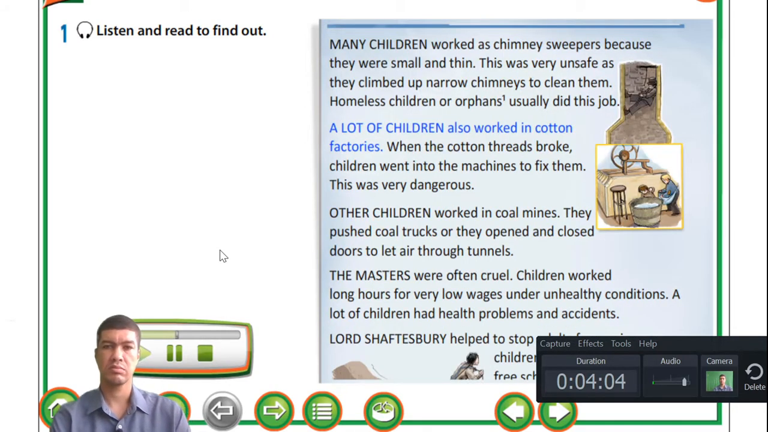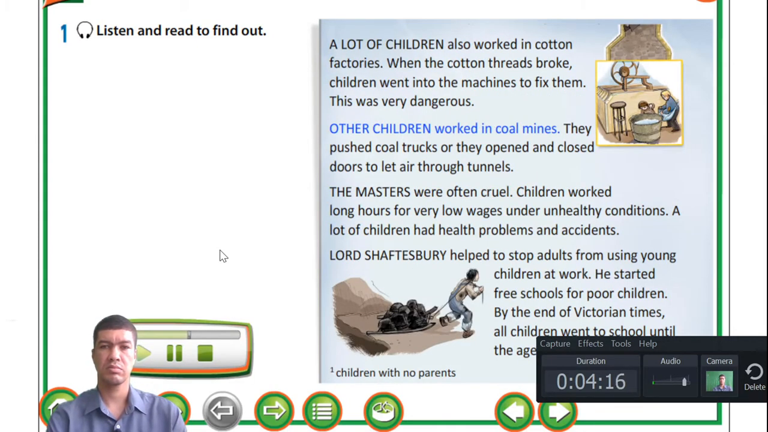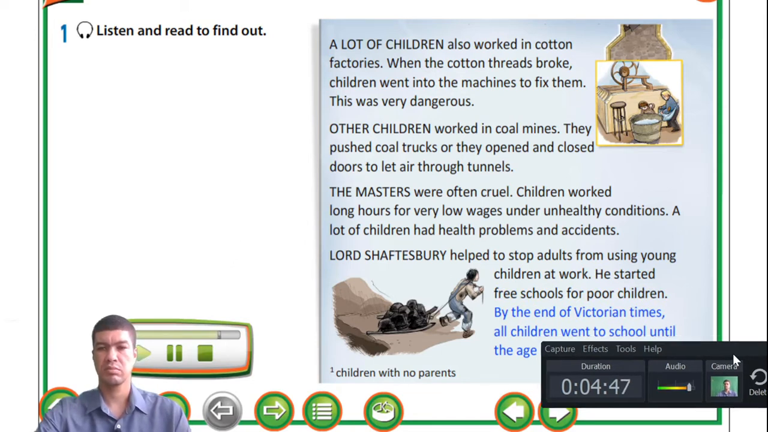A lot of children also worked in cotton factories. When the cotton threads broke, children went into the machines to fix them. This was very dangerous. Other children worked in coal mines. They pushed coal trucks or they opened and closed doors to let air through tunnels. The masters were often cruel. Children worked long hours for very low wages under unhealthy conditions. A lot of children had health problems and accidents. Lord Shaftesbury helped to stop adults from using young children at work. He started free schools for poor children. By the end of Victorian times, all children went to school until the age of 12.